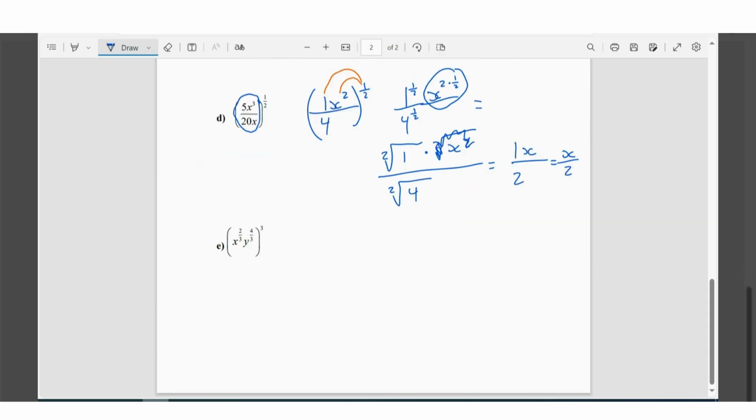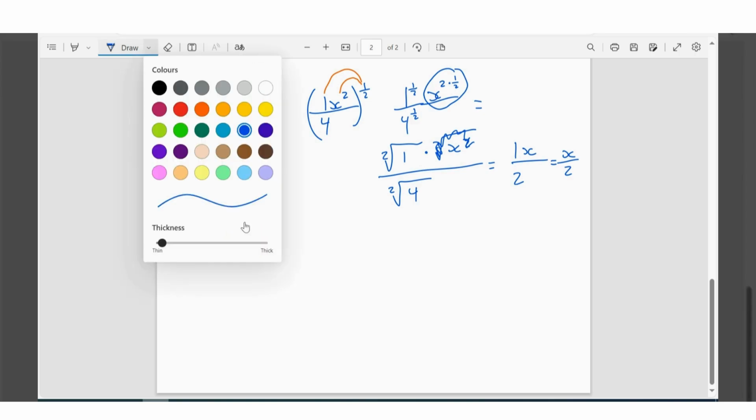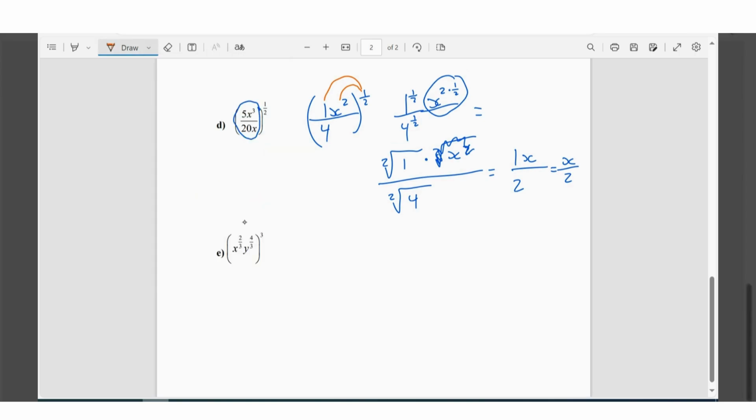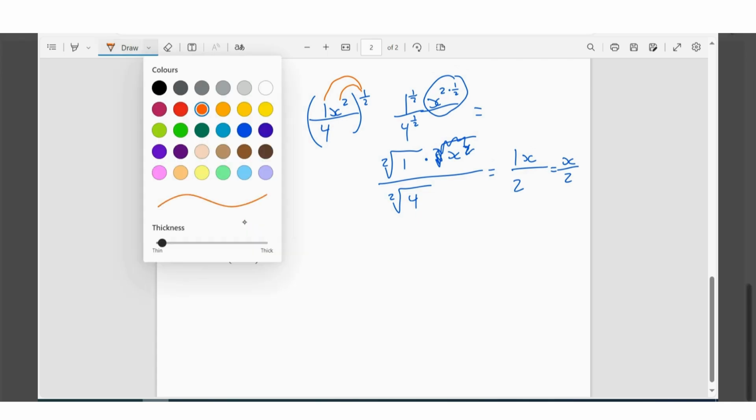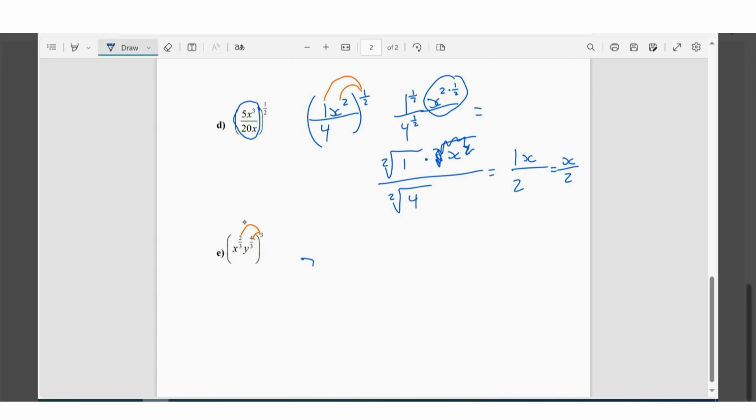Okay, and our last one, I know there's no reducing we can do inside, so let's distribute our 3 inside to each of these. We've got x to the 2 over 3 times 3, and a 3 over 1, times a y to the 4 over 3 times 3 over 1. So let's see if we can cross reduce.